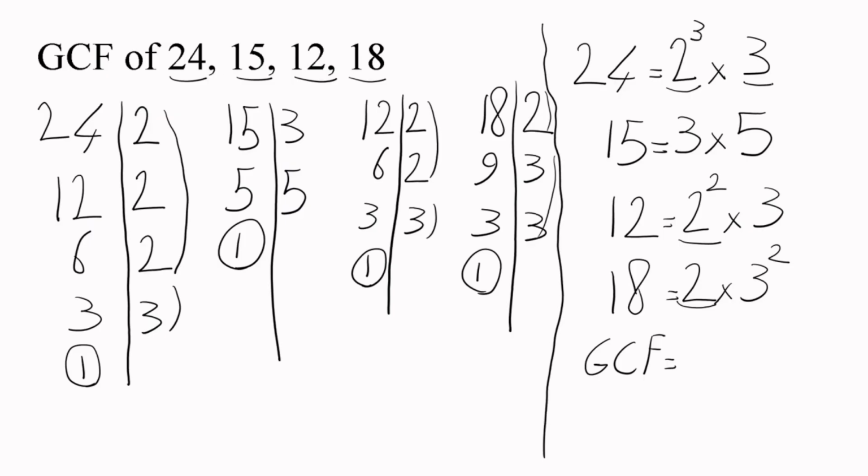What about 3? I have 3 here, 3 here, 3 here, and 3 here. So I have 3 in all of them. So I must consider 3. Okay, what is the power of 3 here? The power of 3 will be minimum of all the powers. The power of 3 here is 1, here is 1, here is 1, and in the last one is 2. So minimum between all of them will be 1. So 3 to the power of 1. What about 5? Should I consider 5? No, because I have 5 only in the second term and I do not have it in all of them. So GCF will be equal to 3.